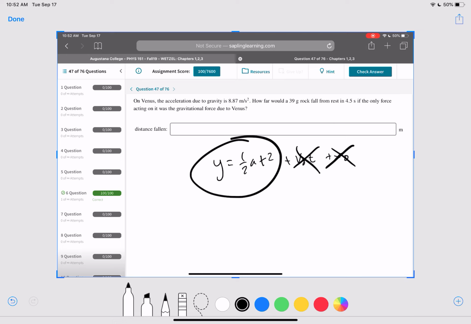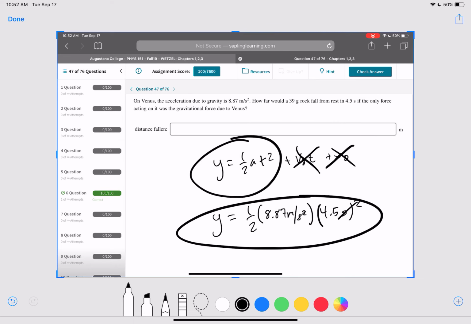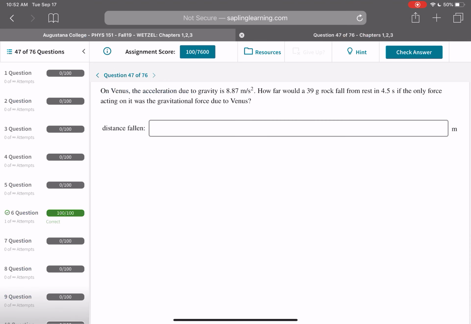How far would it fall? It's going to be 1/2 times g on Venus, which is 8.87 meters per second squared. Similar gravity to Earth, you'd feel a little bit lighter, but not much, times 4.5 seconds squared. Boom. You get seconds squared here, cancels out the second squared there, and you get meters, and that's what you want, and that's how far you'd fall on Venus in that time.